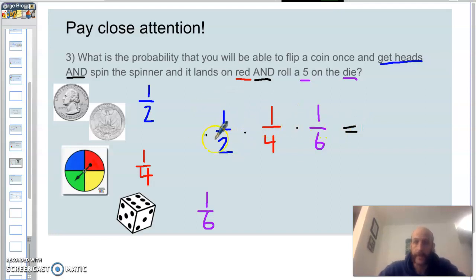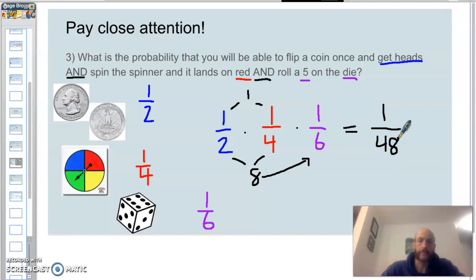The numerators, the top, is very easy. 1 times 1, that's 1. And then 1 times 1 is 1. On the denominator, the bottoms, 2 times 4 is 8, and 8 times 6 is 48.